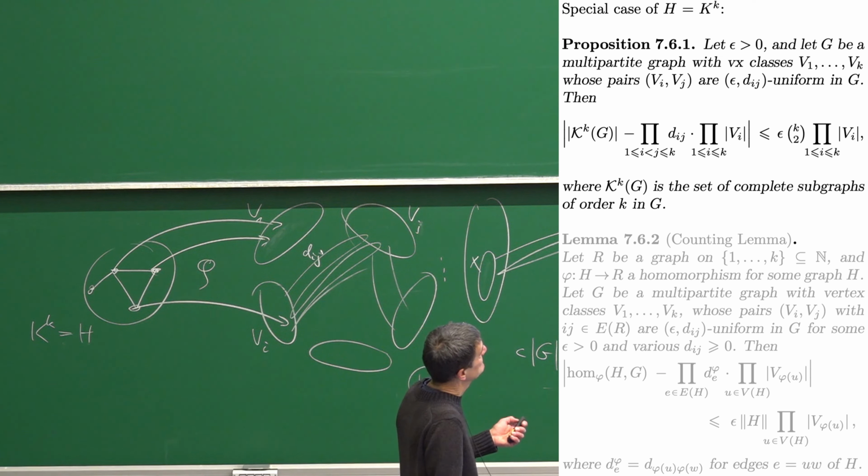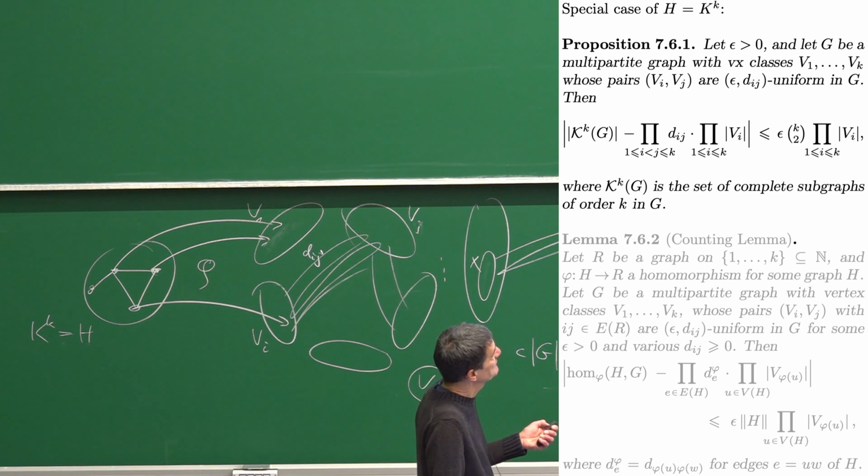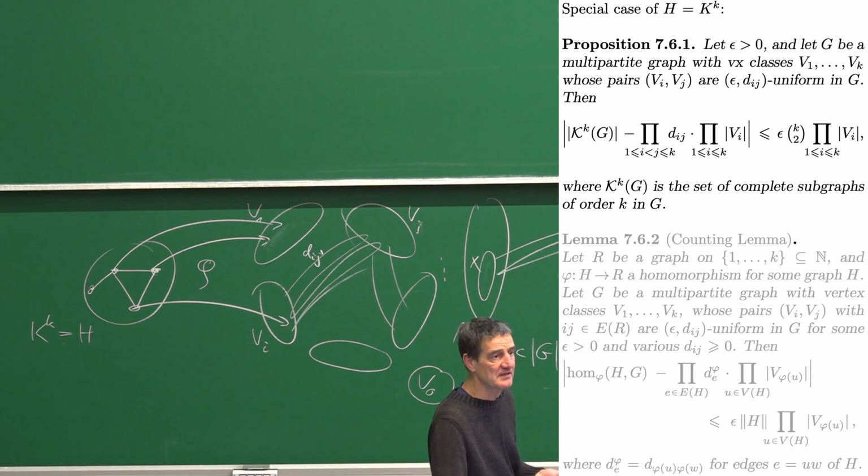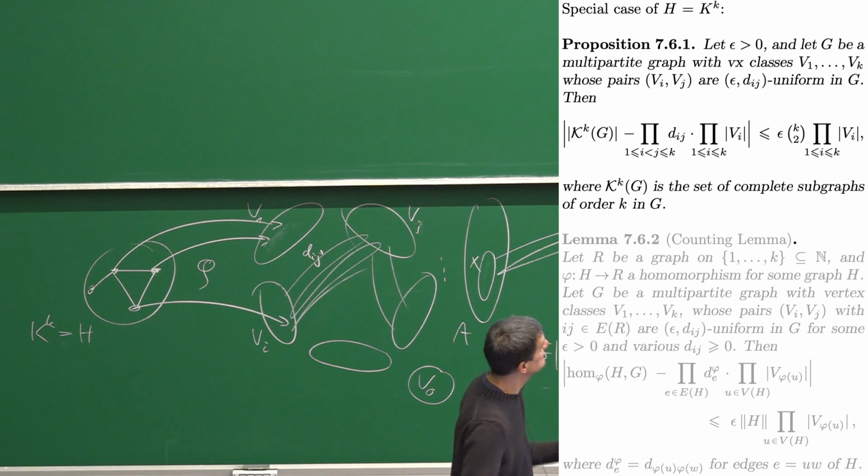And the proposition says that the number of these complete subgraphs H differs from the expected number of subgraphs by only a little bit. Right. Okay, on to the real counting lemma.